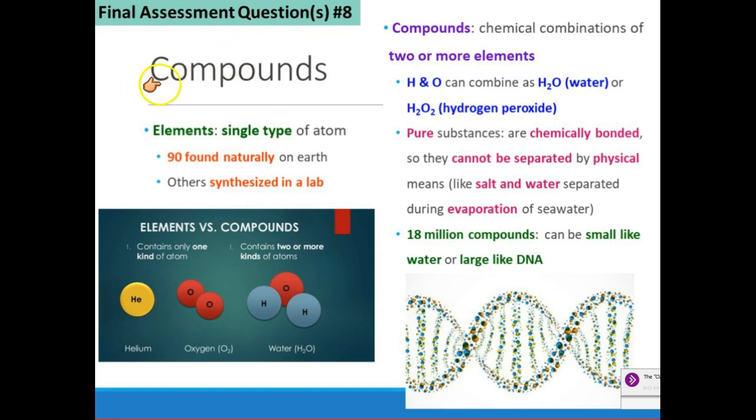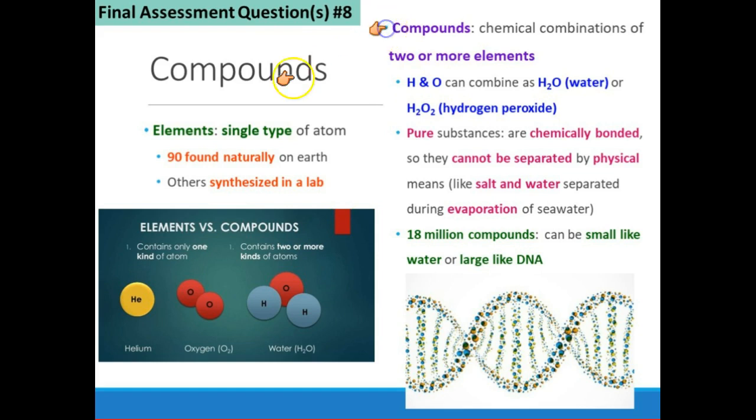Okay, so now go to question number 8. Again, we are not going in order, so go to question number 8. Question number 8 is talking about compounds. Again, we just talked about elements. They're a single type of atom, like gold. And there are 90 of them that are found naturally on Earth, like gold, silver, hydrogen, helium, lead, mercury, etc. Other ones, however, usually the larger ones, need to be synthesized in a lab because they are not as stable and they degrade very, very quickly.